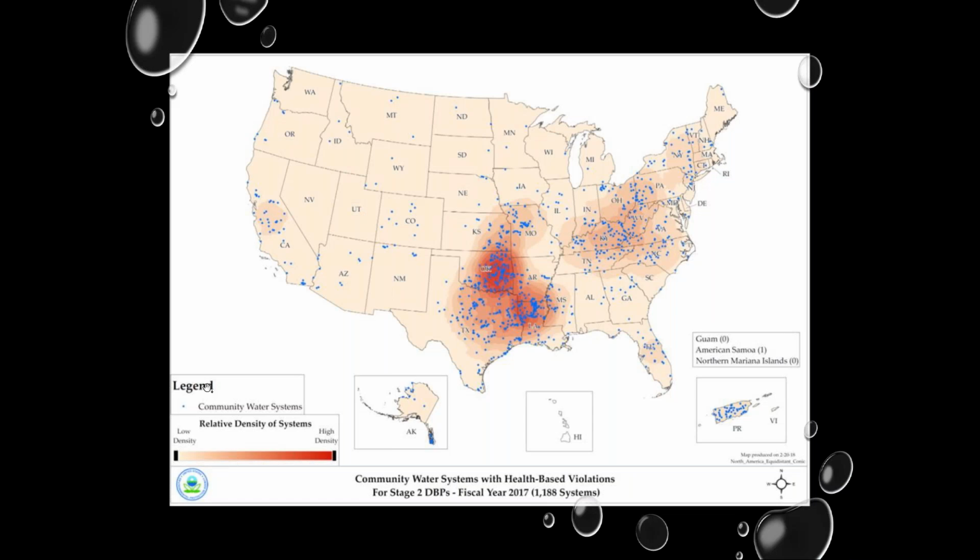Now, this map gets thrown up there quite a bit when talking about DBPs. I know a lot of people, my coworkers and I from Oklahoma, kind of cringe when we see this. It does represent the relative density of systems with DBP health-based violations. If you're not familiar with Oklahoma, the western half of the state is primarily groundwater, and the eastern half is mostly surface water. So that's where we have our problems. And we're hoping through the AWOP program and the DWSRF subsidy, we can change the colors on this map in the near future. Next slide, please.